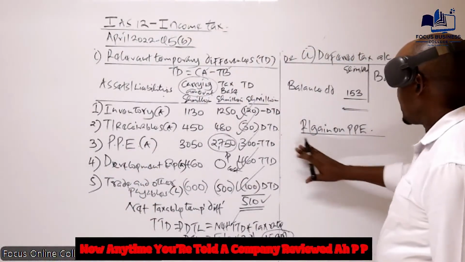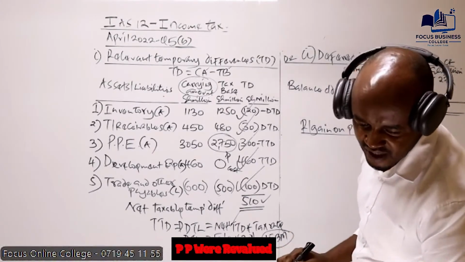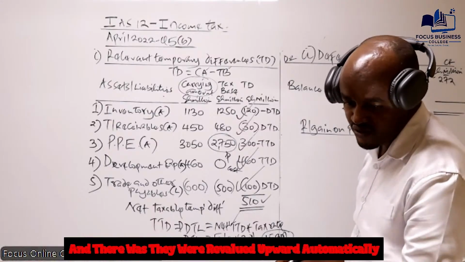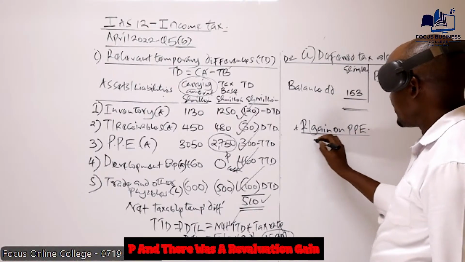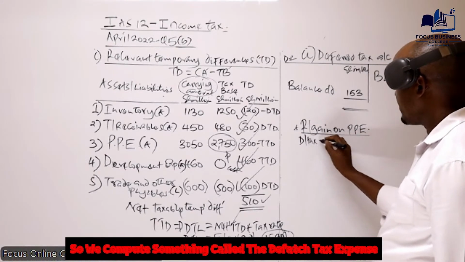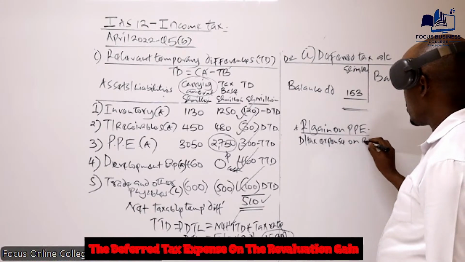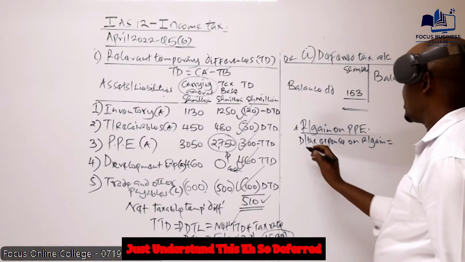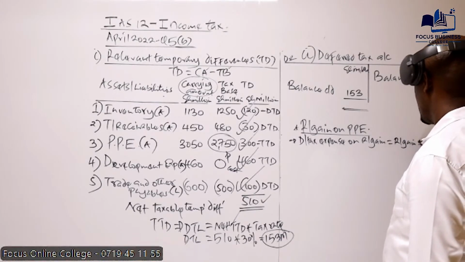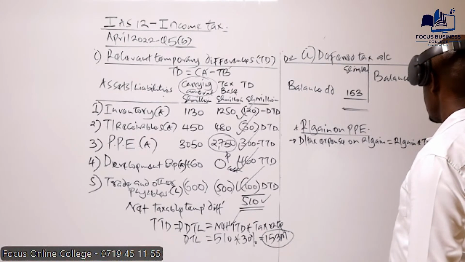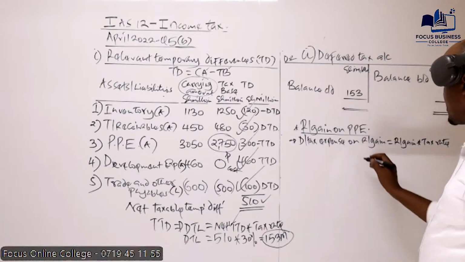Now, anytime you're told a company revalued PPE, and it was revalued upward, automatically that is a revaluation gain. So whenever there was a revaluation gain, we compute something called the deferred tax expense on the revaluation gain. How do we compute this? We take the revaluation gain and multiply it with the tax rate.